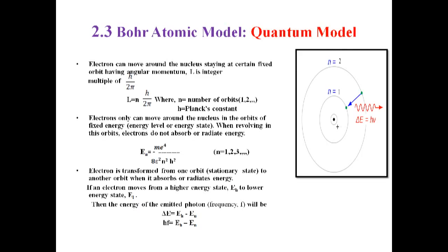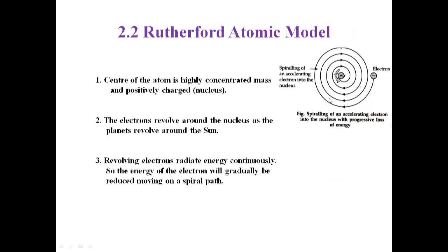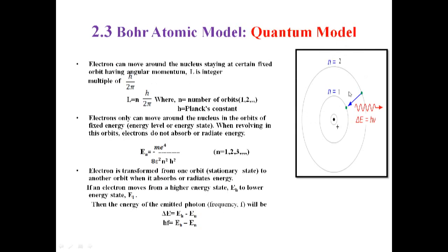Our next atomic model is the Bohr atomic model. It's often considered the quantum model. At first we need to know what quantum is. Quantum means the discrete energy state. In the Bohr atomic model we consider discrete energy states or discrete orbits, rather than the spiral or continuous path in the Rutherford model. We consider here the discrete energy states of electrons to revolve around the nucleus.